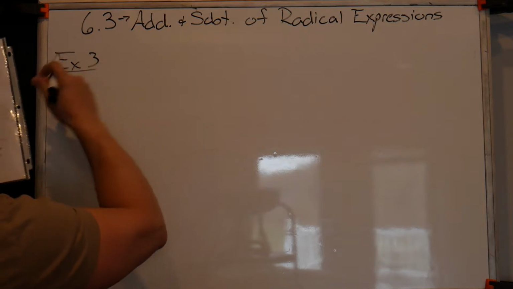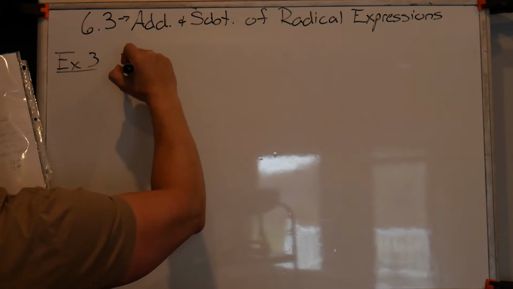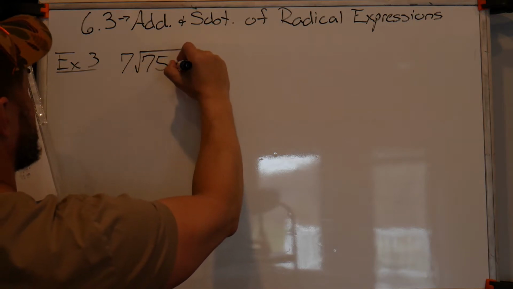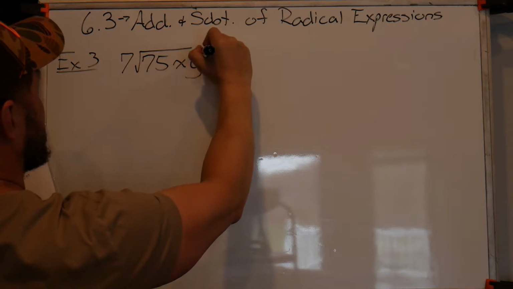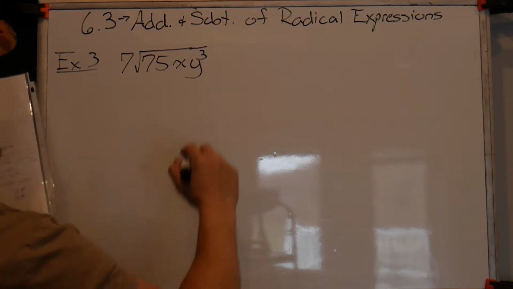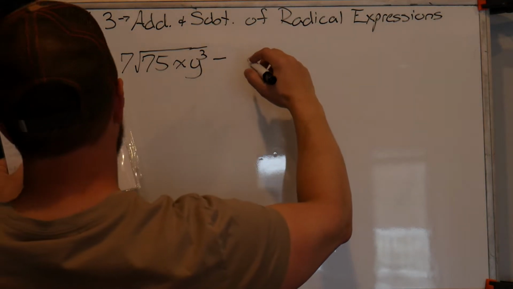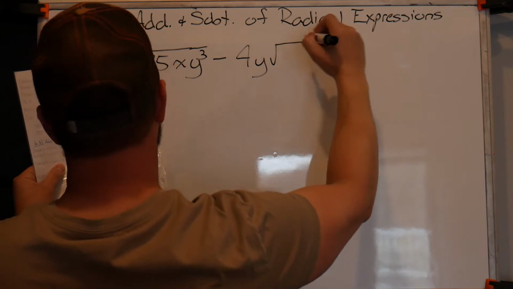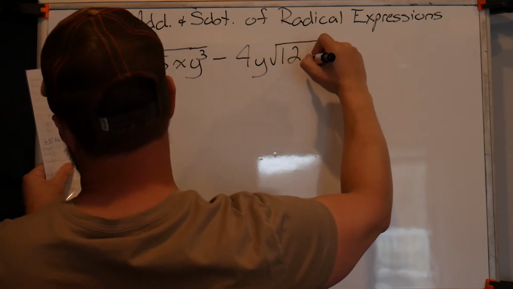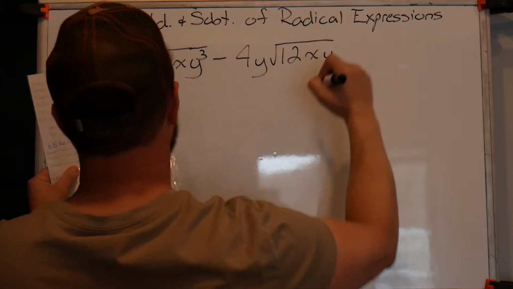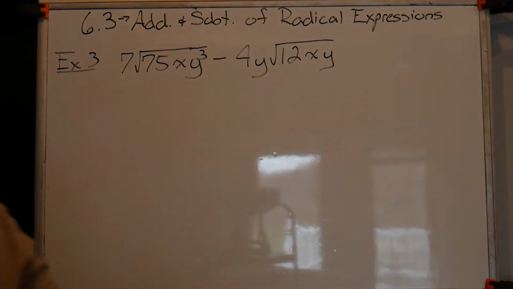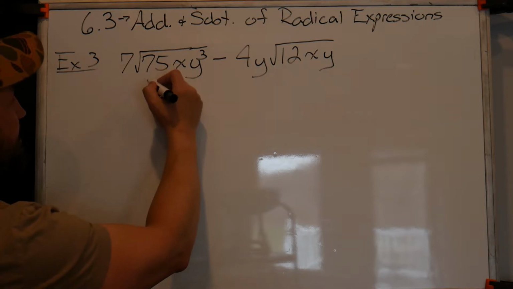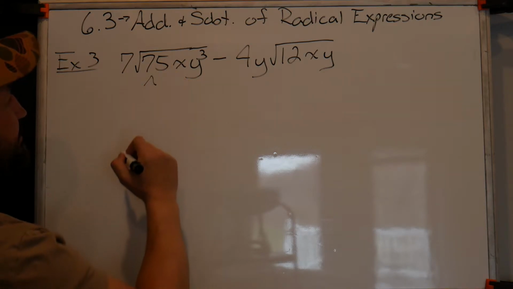Example 3. Now they say combine 7 times the square root of 75, so they give us a bigger number, and then they give us an x and a y cubed. So now they're talking about variables, which is no big deal because variables aren't any different than numbers. We're still looking for perfect squares. So what happens here is we've got to factor out and see if we can find a perfect square.